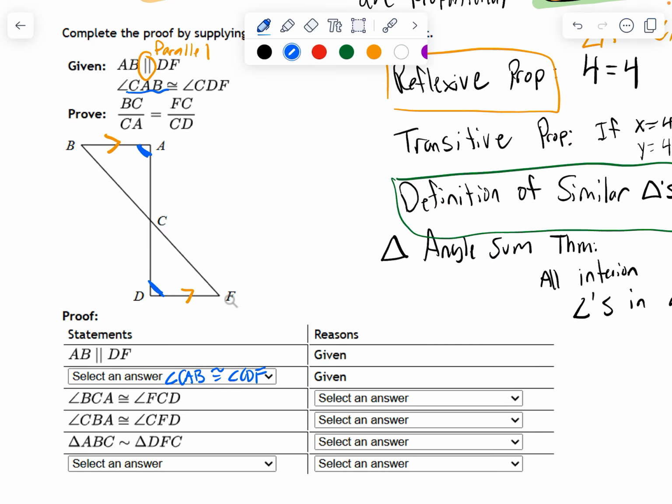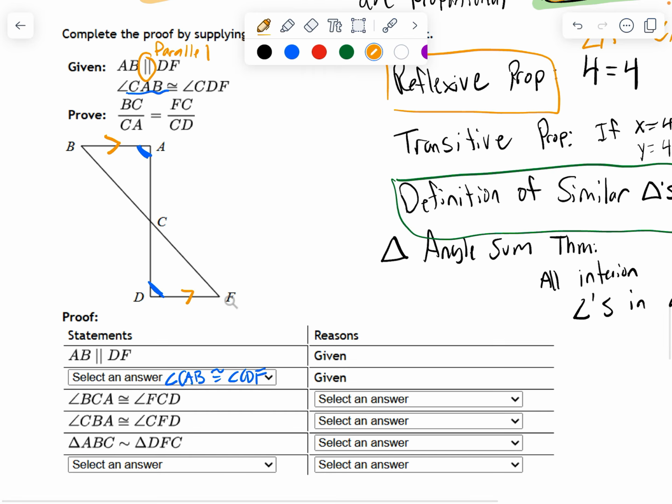That's all I'm going to select there. Now the next one says to talk about angle BCA and FCD. That is going to be these two angles right there. How do we know those are congruent angles?